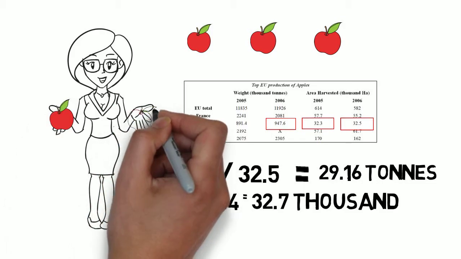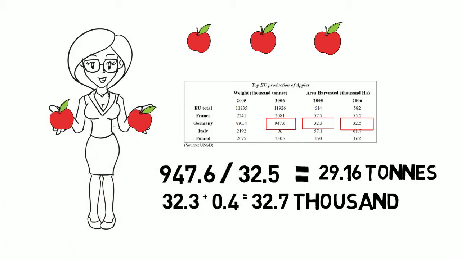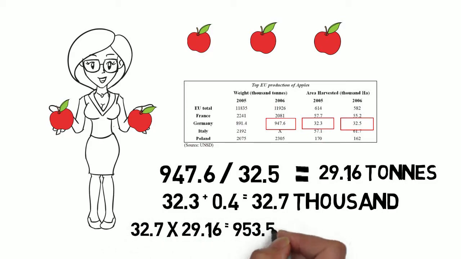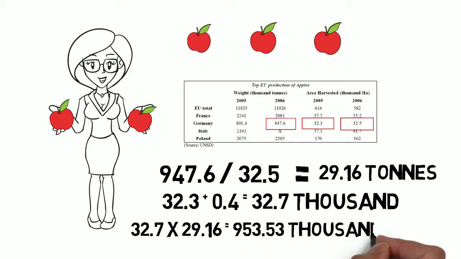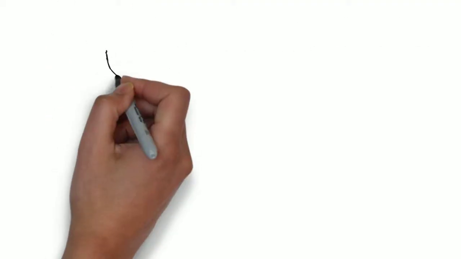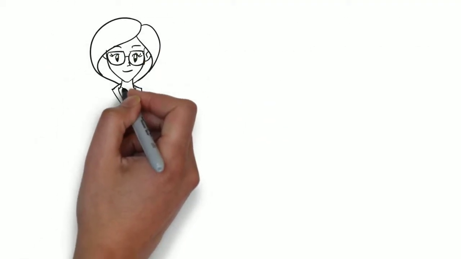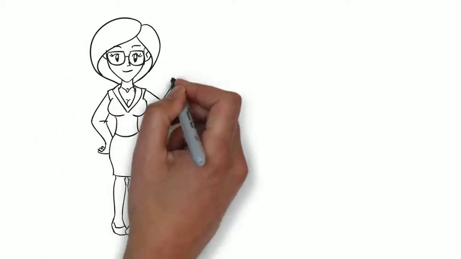Since we know how many hectares we have and how much apple is harvested per hectare, this will be easy enough. We multiply these two numbers. 32.7 thousand multiplied by 29.16 tons equals 953.53 thousand tons. That's a lot of apples, isn't it?